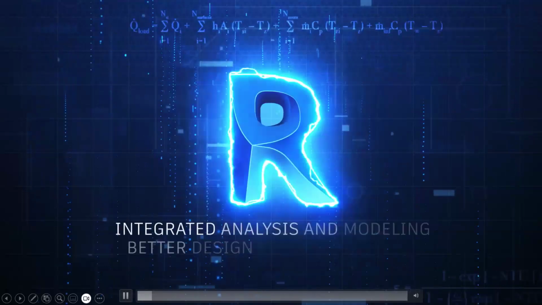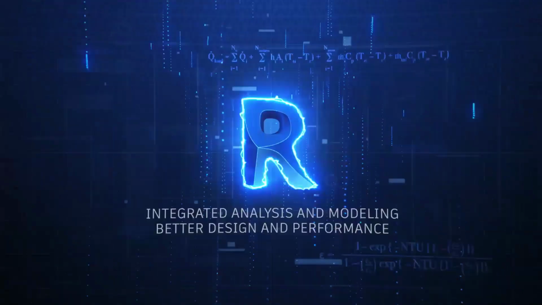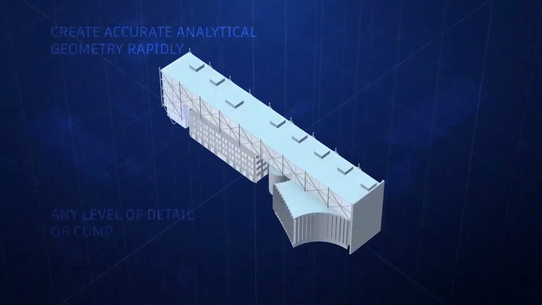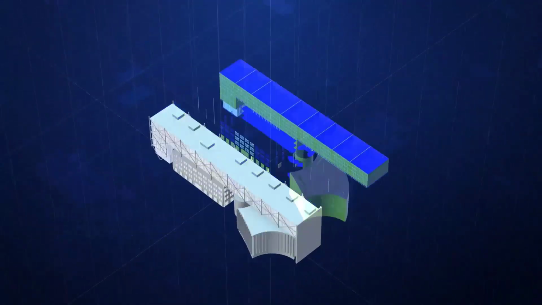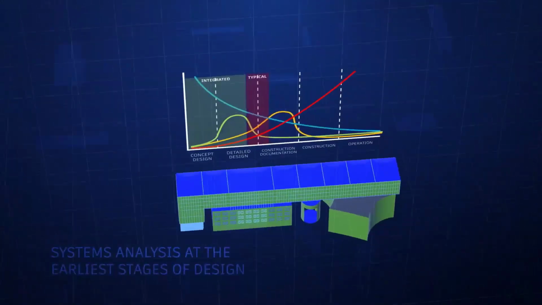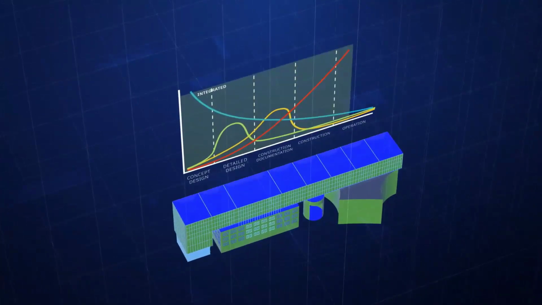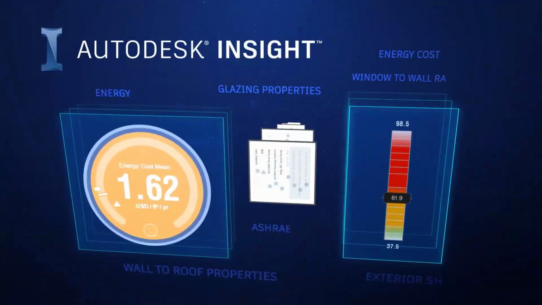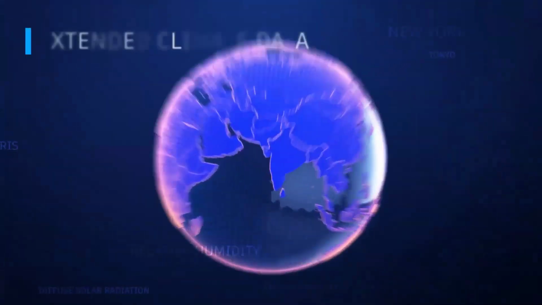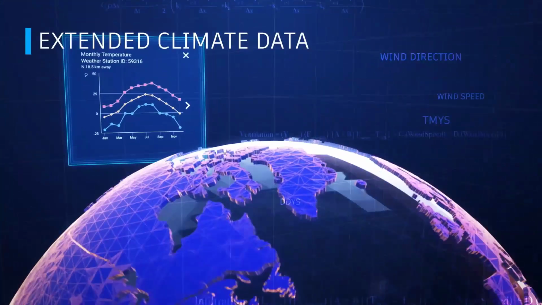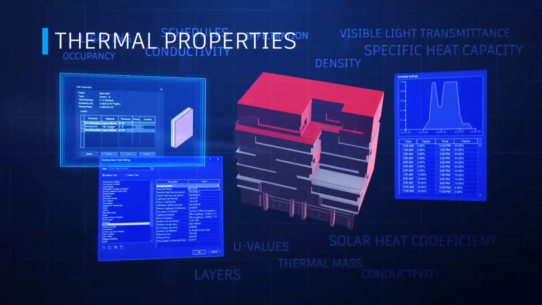Discover Revit Systems Analysis, integrated analysis and modeling, better design and performance. Use architectural models at any level of detail and completeness to quickly create accurate analytical geometry. This is especially valuable for enabling systems analysis from the earliest stages of design, staying in sync with architectural development. This is the same analytical model used by Autodesk Insight, which now includes extended climate data, envelope material thermal, and building space type data.